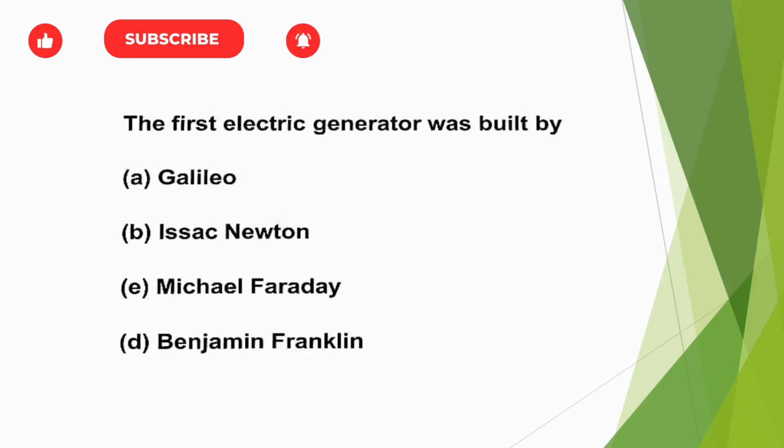The next question is: the first electric generator was built by A. Galileo, B. Isaac Newton, C. Michael Faraday, D. Benjamin Franklin. We all know Benjamin Franklin is not associated with this, Galileo is also not associated with this, and Isaac Newton is also not associated with this. So the correct answer will be Michael Faraday.